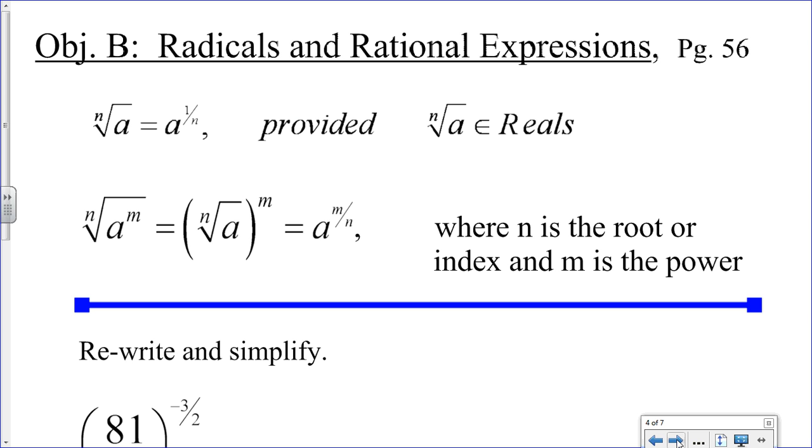All right, now we're going to talk about rational exponents. So writing your roots as exponents. When you write a root as an exponent, it becomes a fraction. So the nth root of A is A to the 1 over n, as long as it's a real number. That's what this part says here, that we're just going to be talking about real numbers.